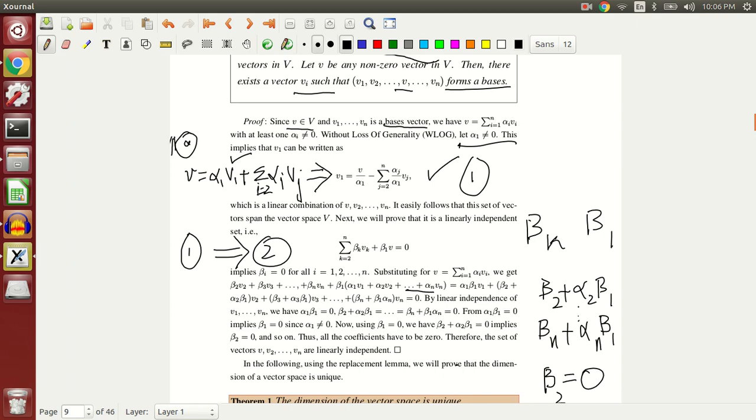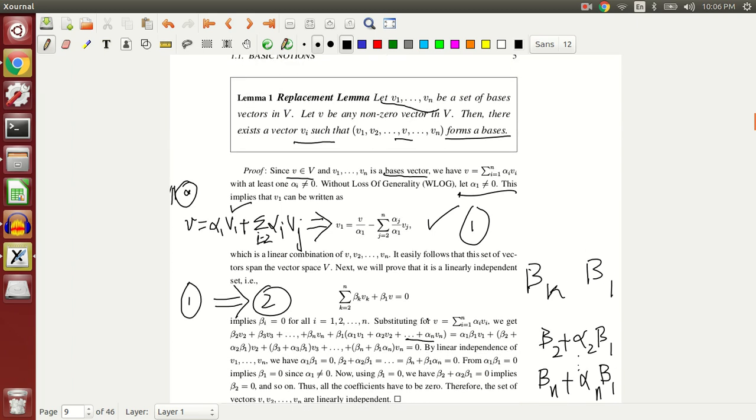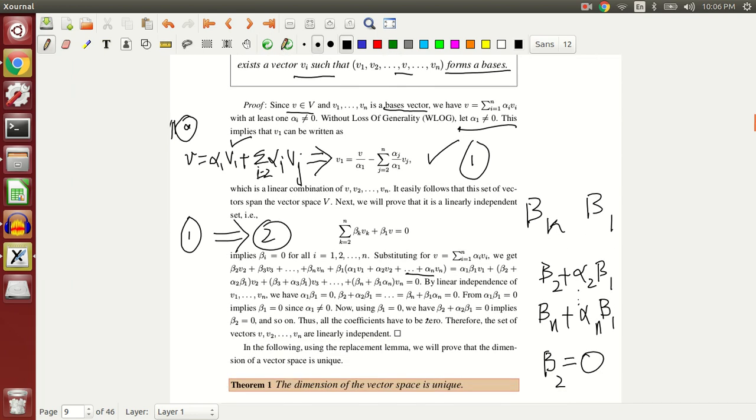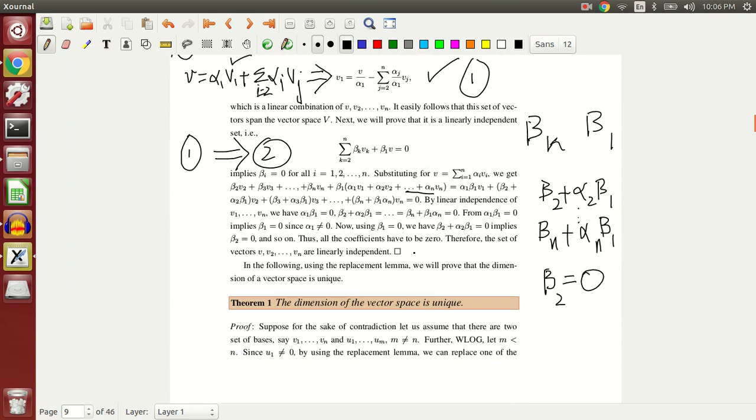So you took a vector set which was the basis of vector space V. We replaced one of the vectors which was part of the vector space, and it still is linearly independent. So this lemma forms the basis for the theorem that the dimension of the vector space is unique, which is what we wanted in the first place. That's the theorem: the dimension of the vector space is unique.